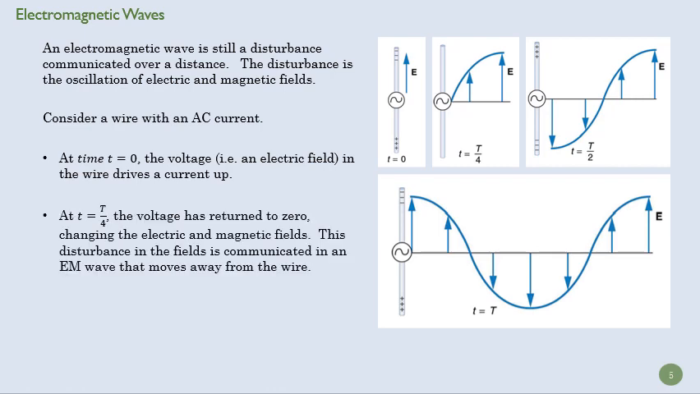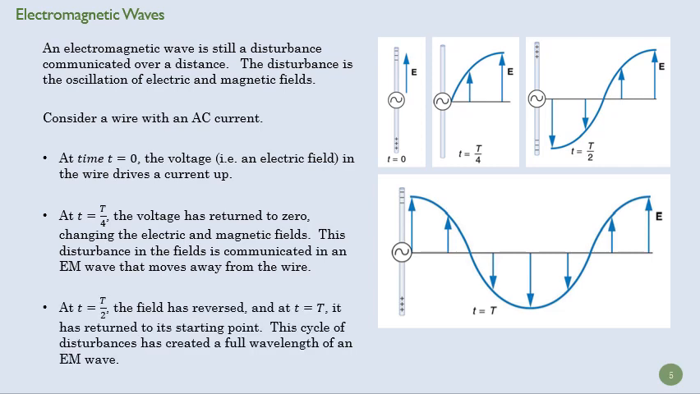Okay. At T/4, the voltage has returned back to zero. So initially it shot up, but then it starts alternating. This is the alternating current symbol. And this disturbance in the field is communicated in an EM wave that moves away from the wire. Okay, so you have this current that's moving back and forth here, and that changing current creates magnetic and electrical fields. This is the wave moving away.